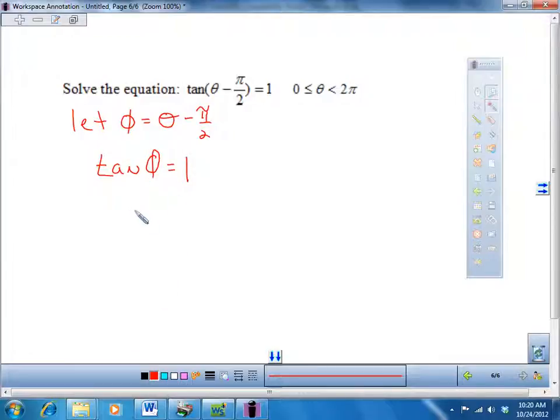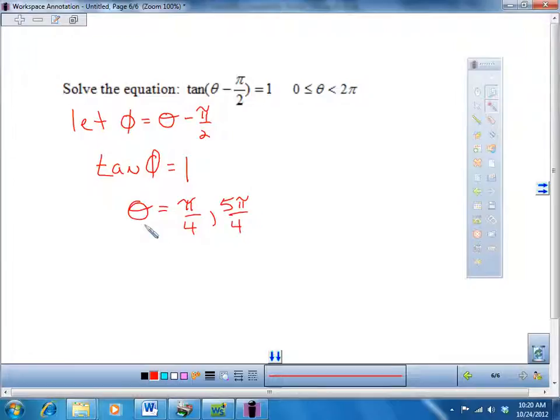So where is tangent of theta equal to 1 between 0 and 2 pi? Not 45 degrees, but at pi over 4. Okay, so you get theta equals pi over 4. And then again in the third quadrant. Where's that? 5 pi over 4. Right?